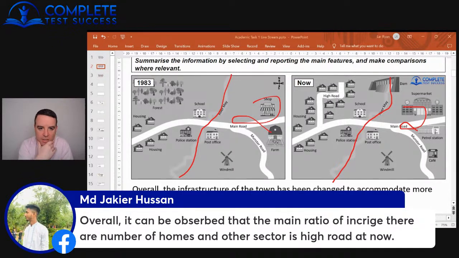Mohammed, "overall, it can be observed", just mind the spelling there of observed, "that the main ratio of increase there are number of homes and other sector is high road at now." This is unclear, Mohammed. So spelling is one issue, but I think vocab, just generally vocab and spelling, because I can't understand what you mean. It seems to be because you're using the wrong vocabulary. It doesn't look like it's grammar problems that are stopping me from understanding. So you're going to have to work on your vocab before you're ready to get a higher score.